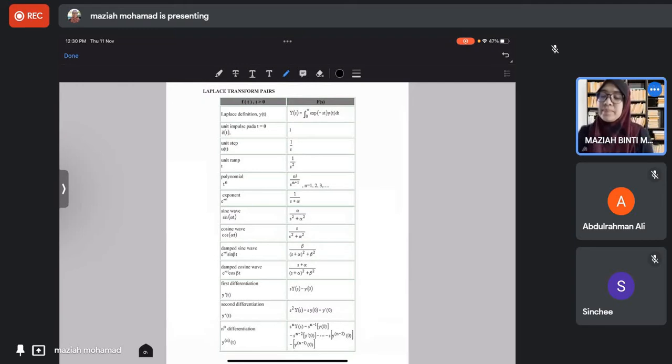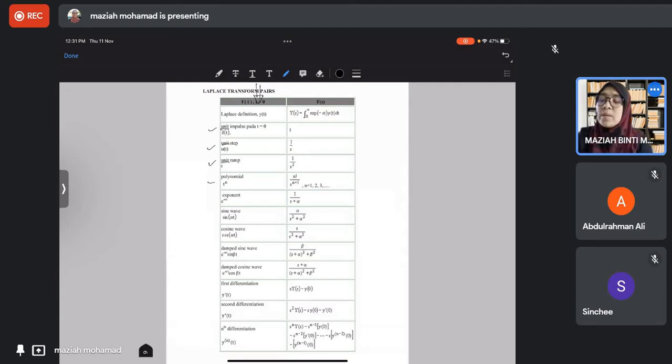Let's understand how to use this table. On this side here, the equation is in terms of time. You can see the first ones are impulse input, step input, ramp input, and polynomial input: unit impulse input, unit step input, and unit ramp input.